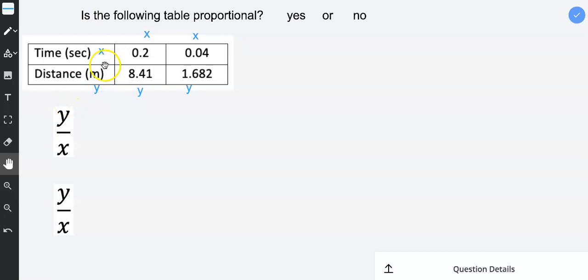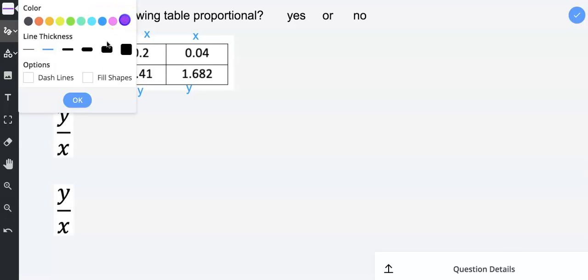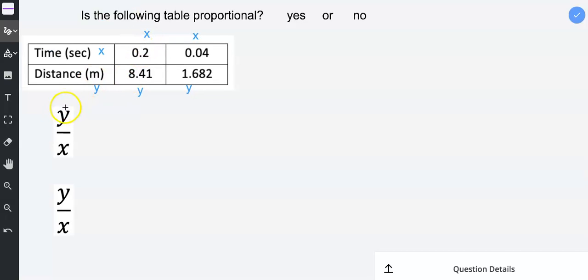And then I hope you noticed that I already labeled the x's as the top row, time in seconds, and then the y values are this bottom row. So check that work first on your paper. Then I'm going to use the scribble icon, and I'll pick a different color, and I'll fill in the unit rate formula. So k equals y over x, we just write y over x for short.